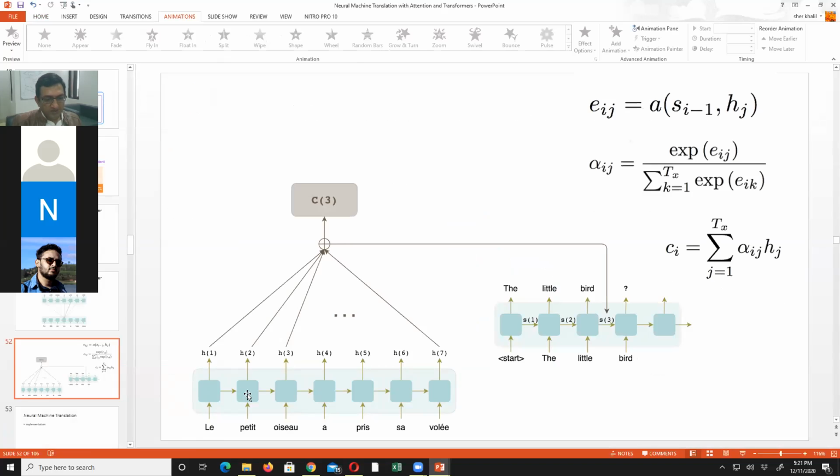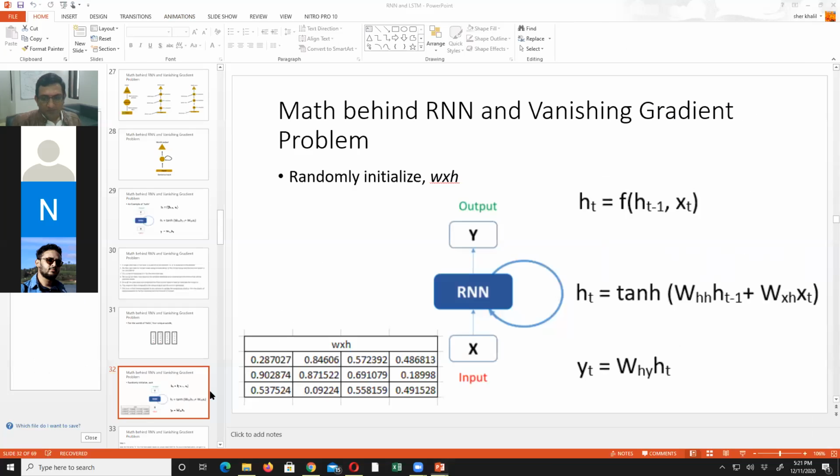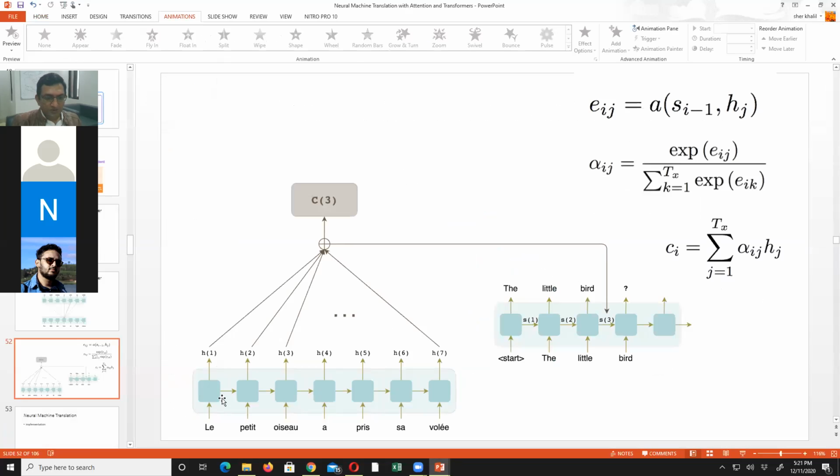But when you got H1 at that time, you have already initialized WHH and WXH. Right. So that WHH and WXH have been randomly initialized because this is a neural network, so they will get initially random values. Now we get this hidden state, we keep it here. For the time being, just imagine we are not processing output.